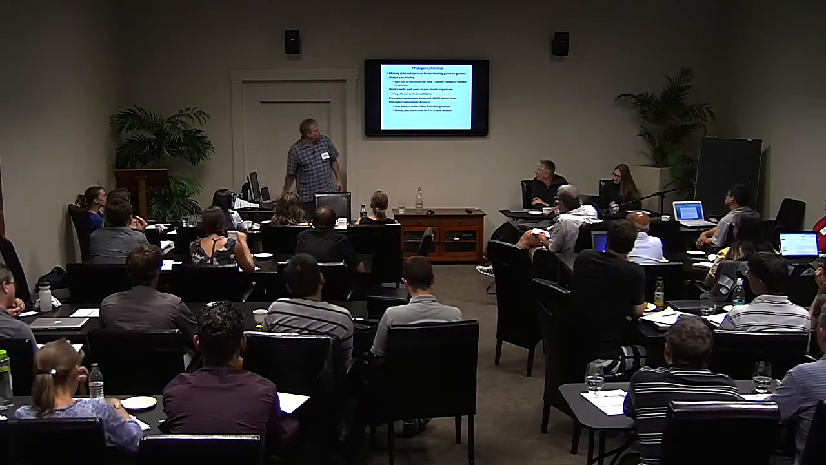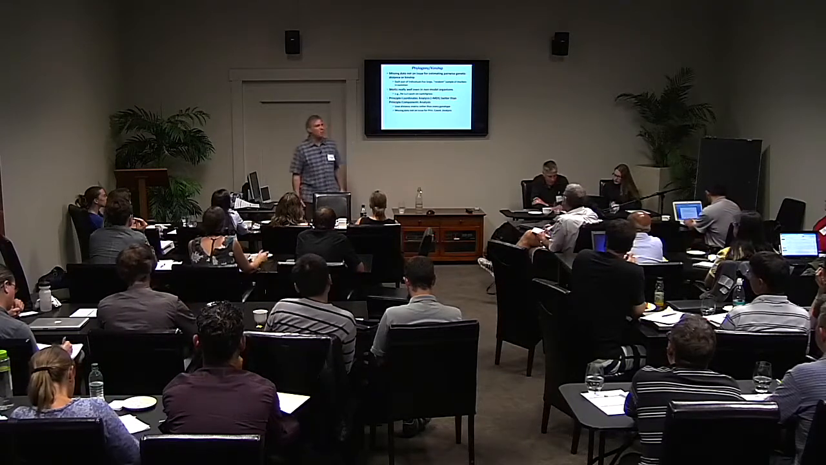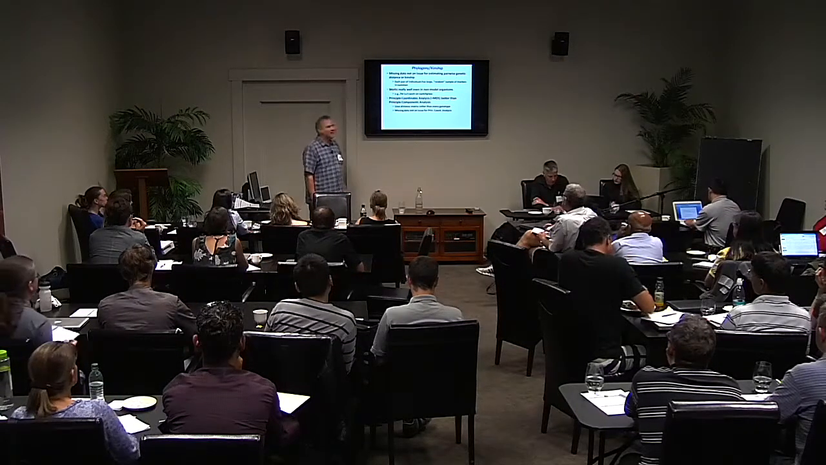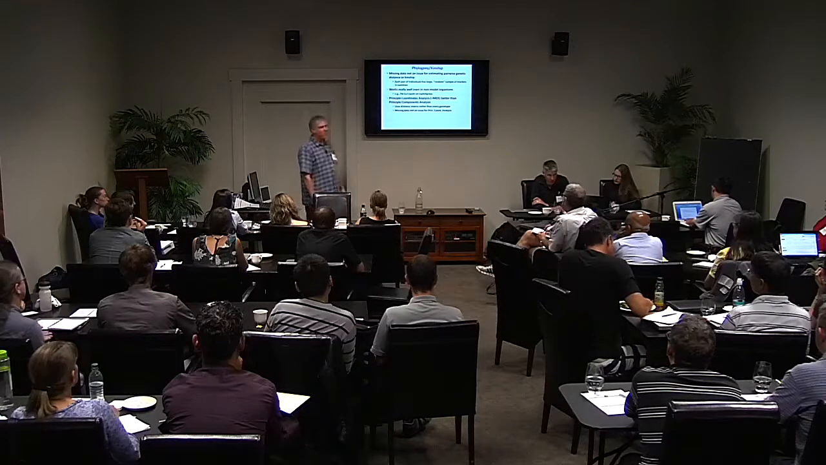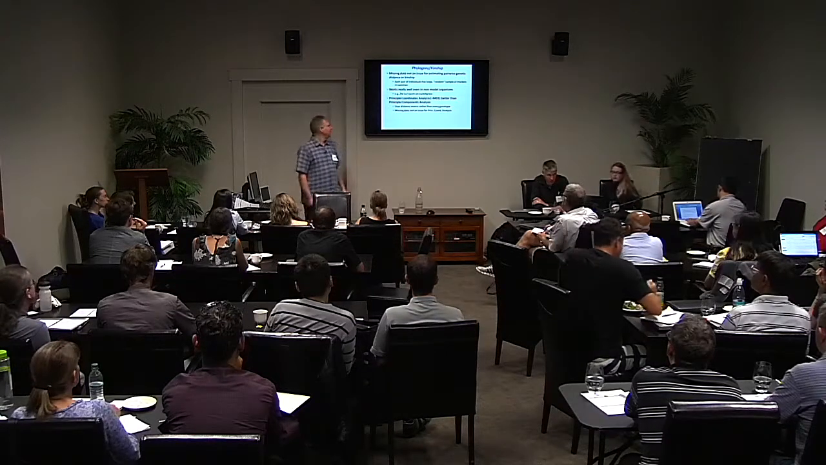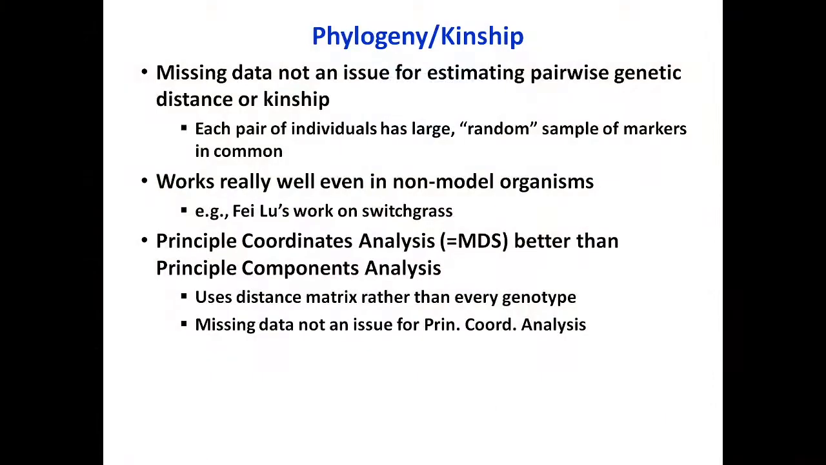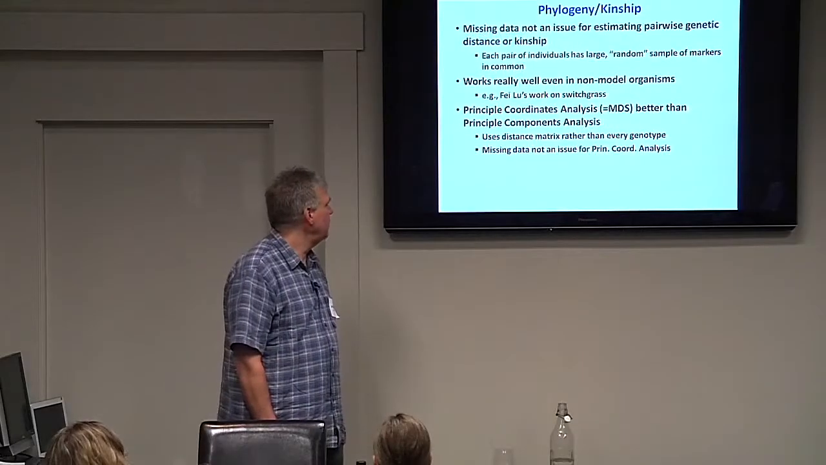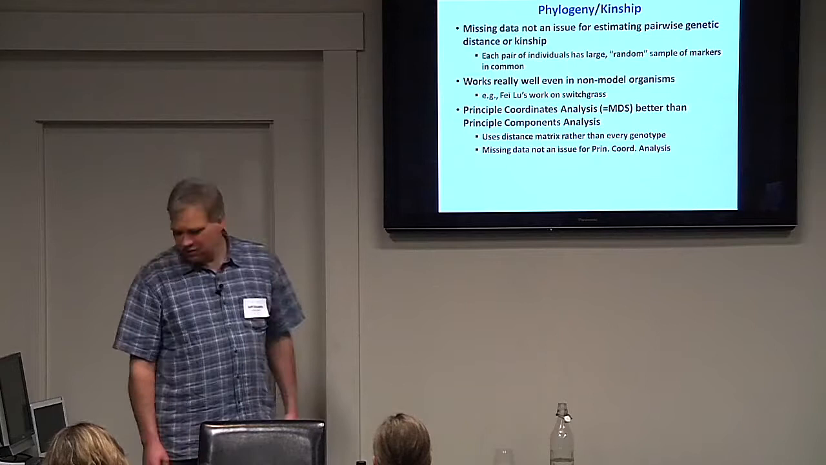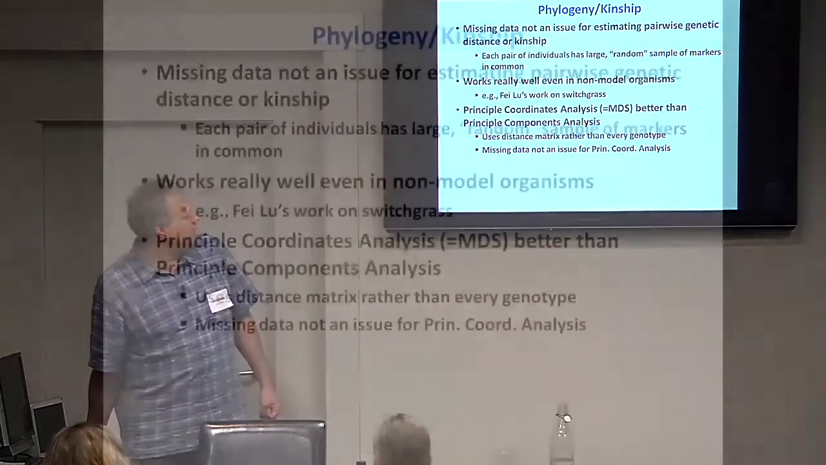Okay. And if you want to do a PCA plot, a principal coordinates analysis is much better than principal components analysis, because principal coordinate analysis can withstand the missing data, because the input to that is a distance matrix rather than every single genotype. It's also known as multi-dimensional scaling, or MDS. They're pretty much the same thing. So missing data doesn't bother you so much in principal coordinate analysis.